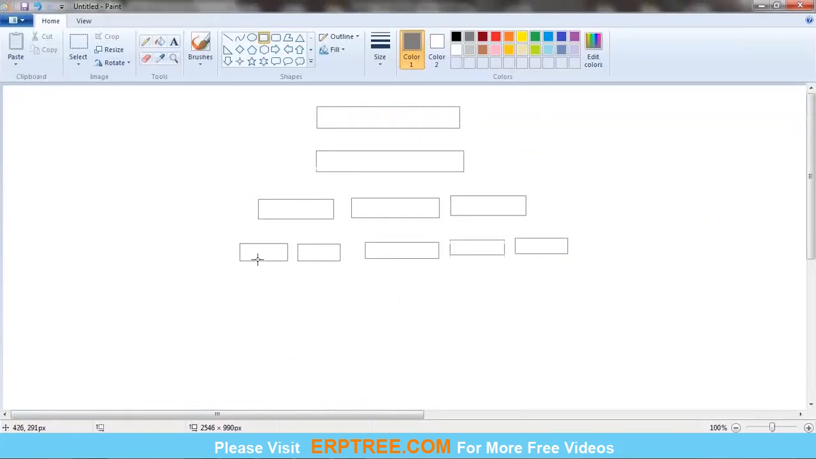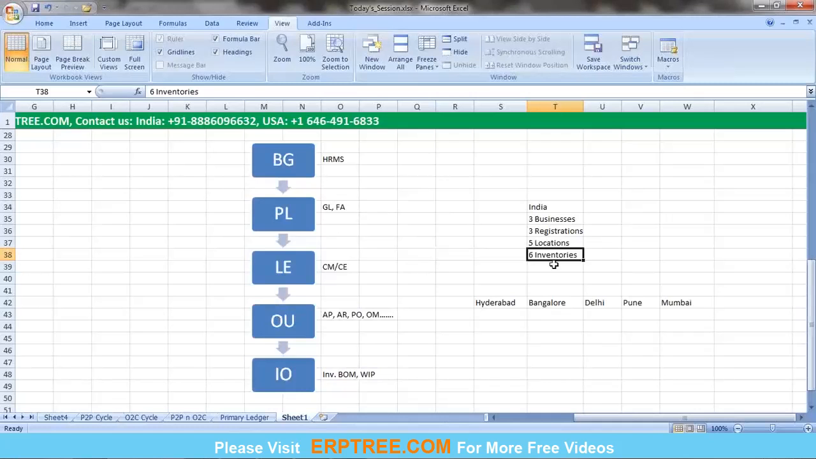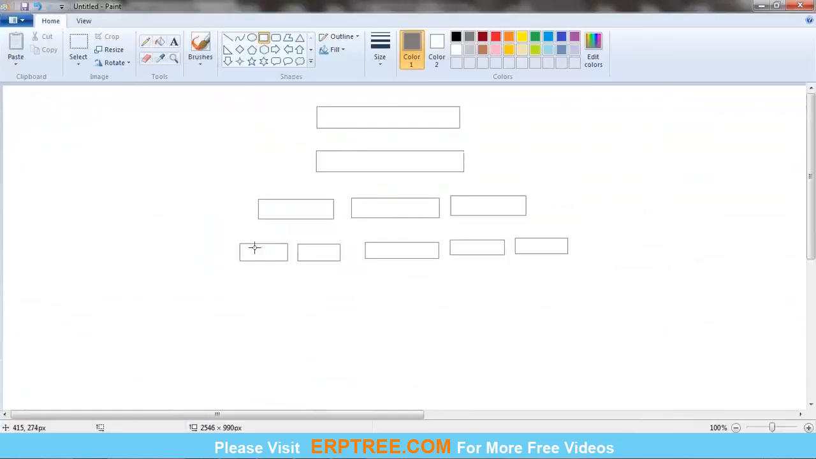Say, to support this first operating unit, we'll write the names. Just let's wait for some time. To support these 5 operating units, we have 6 inventory organizations. You can take the point as, to support this operating unit we have 1 inventory organization. To support this operating unit, we have 1 inventory organization. And to support this operating unit, say you have 2 inventory organizations.